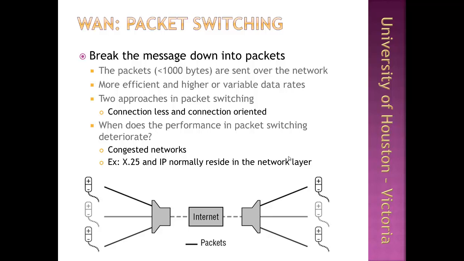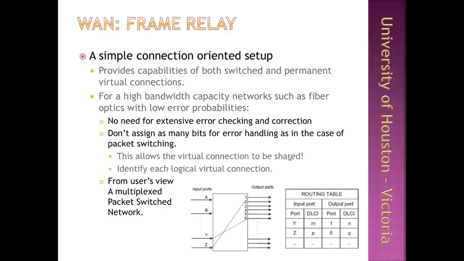So these technologies are essentially vulnerable to congestion. Normally, different arbitration policies may be enforced to avoid this situation. Examples of protocols that are implemented for packet switching are X.25, which is the most common, and the Internet Protocol, or IP, which is also another protocol implemented within packet switching technology. These protocols normally reside on the network layer and also perform extensive error checking to ensure that no data is corrupted during the transmission. The next technology that we'll discuss here is called frame relay.